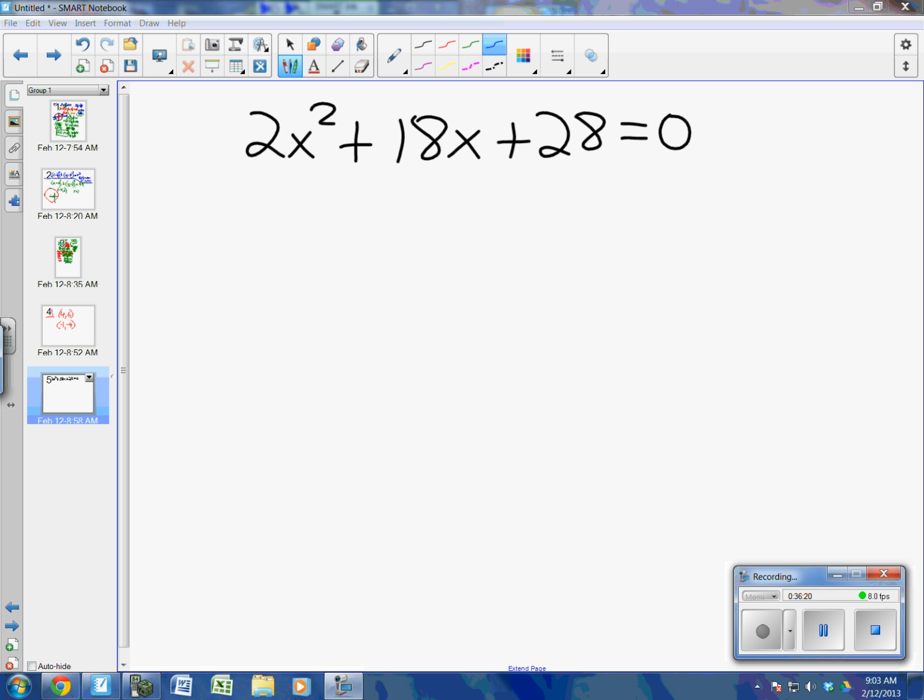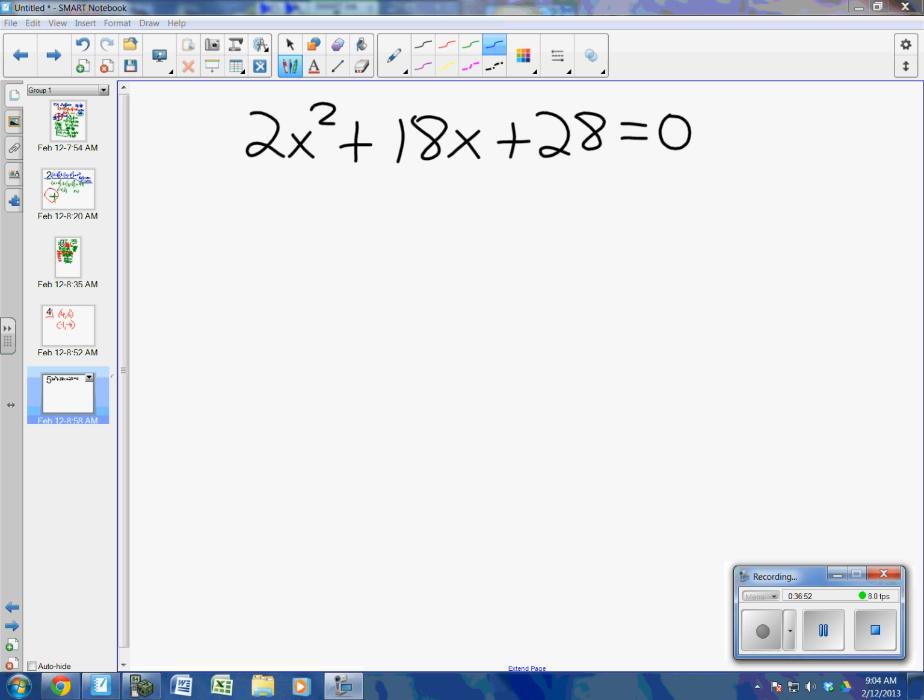All right, how many of you have solved this one by factoring? Raise your hand. 1, 2, 3, 4, 5, 6, 7, 8 of you. How many of you have done it using the quadratic formula? 11 of you. How many of you did it by graphing? Graphing's not always that accurate, so it depends. This one can be done by factoring.